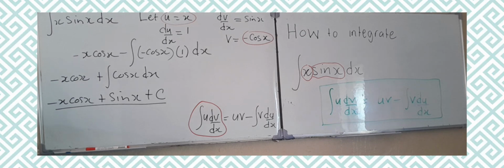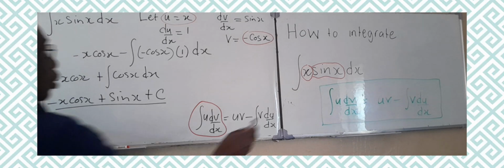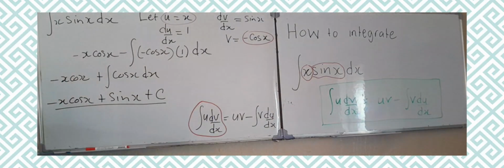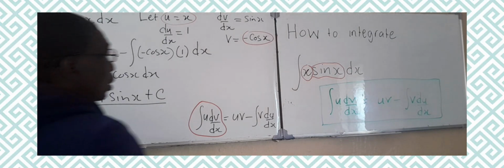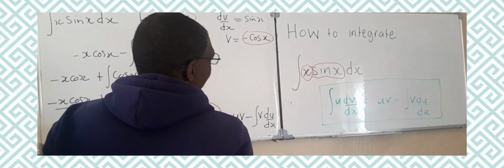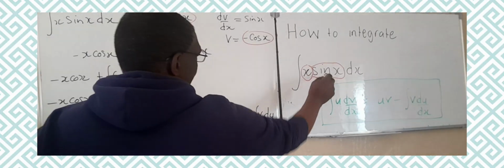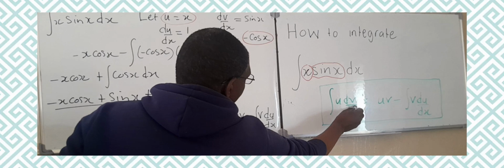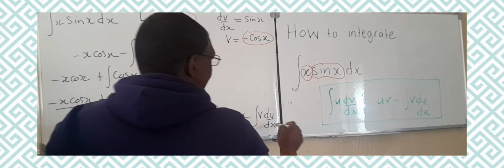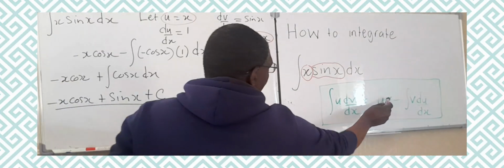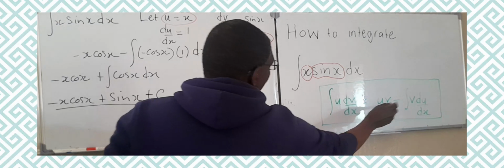Okay? That's the integral of this using integration by parts. The first thing that you must do, you look at the product of these two functions. Which one am I going to call u? Which one will I call dv/dx? Then you apply your formula. It's now going to be uv.